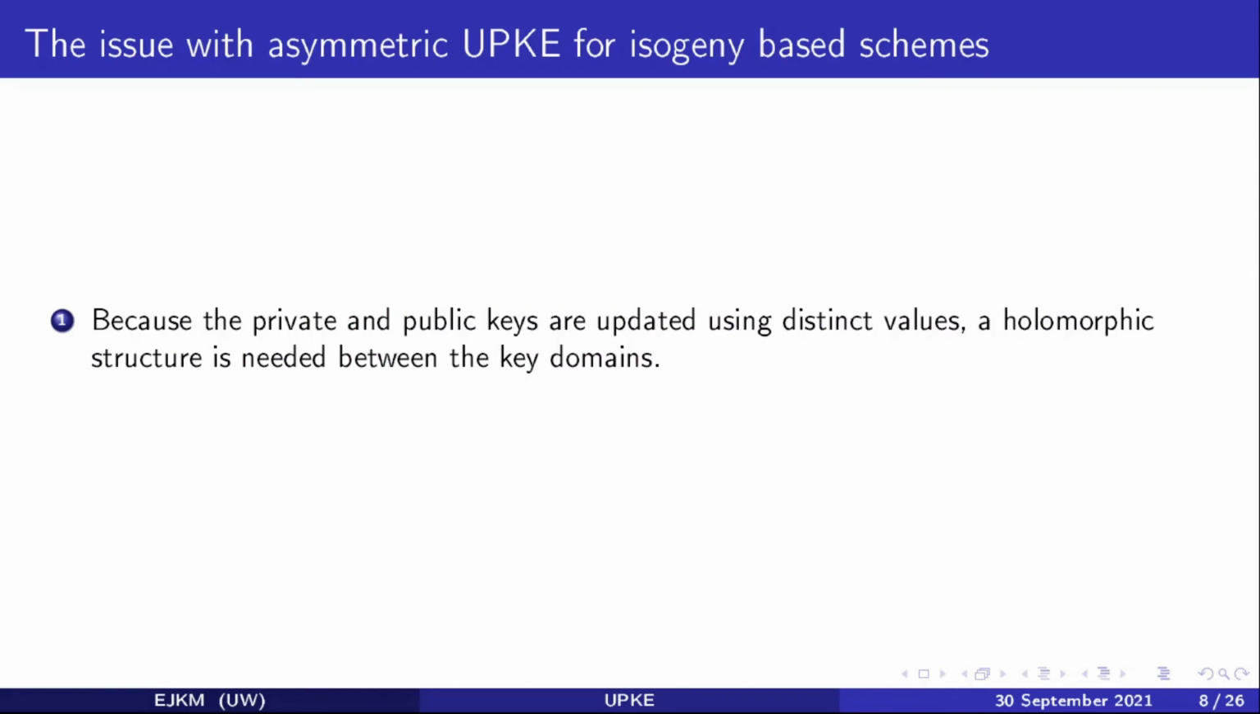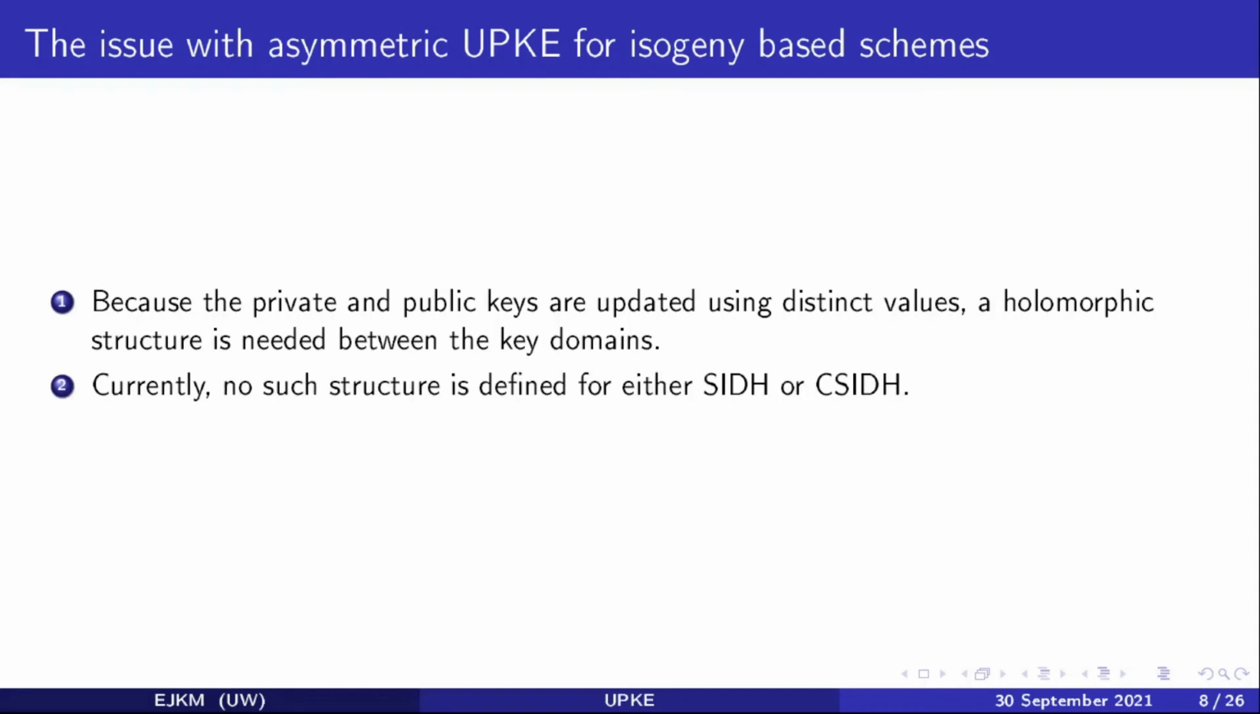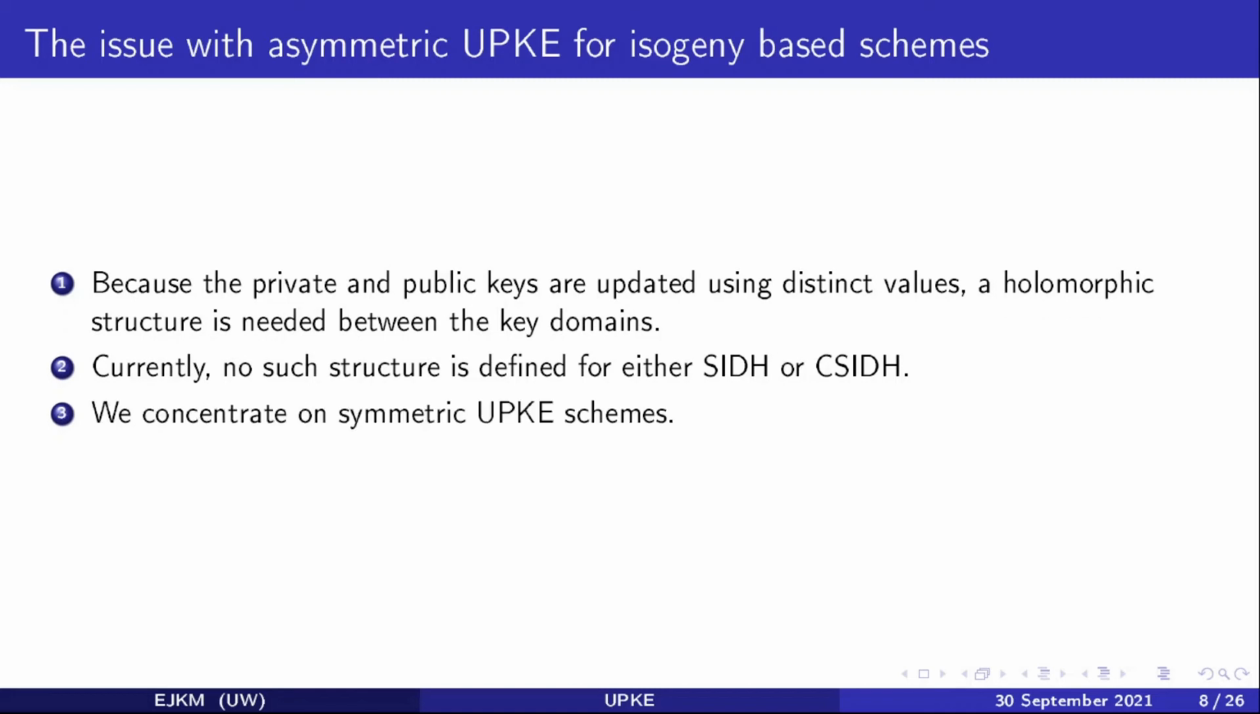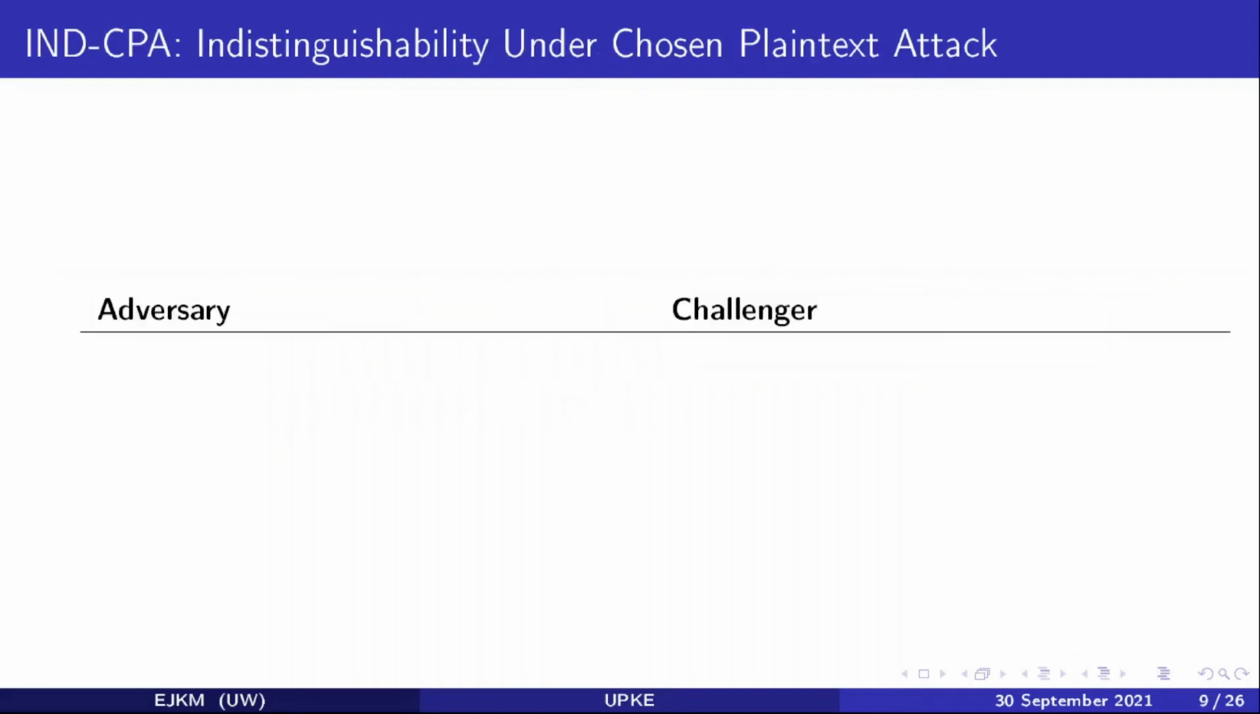A quick note on asymmetric UPK schemes. Because the private and public keys are updated with distinct values, we require a homomorphic structure between the public key domain and the secret key domain. However, no such structure exists for either SIDH or CSIDH. Because of that, we will concentrate on symmetric UPK schemes for the rest of the presentation.